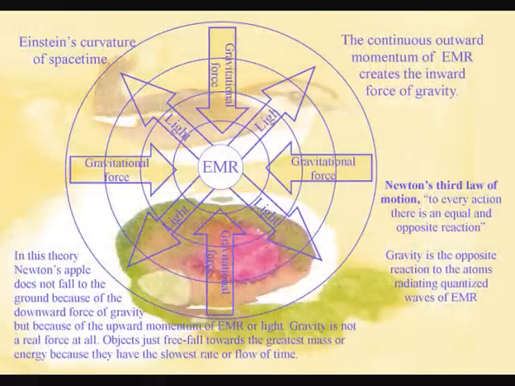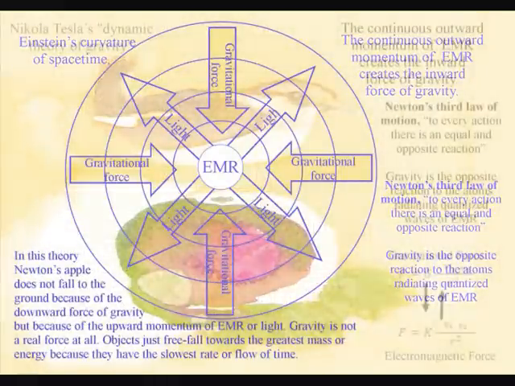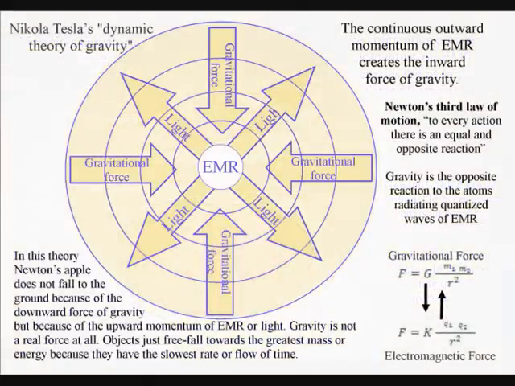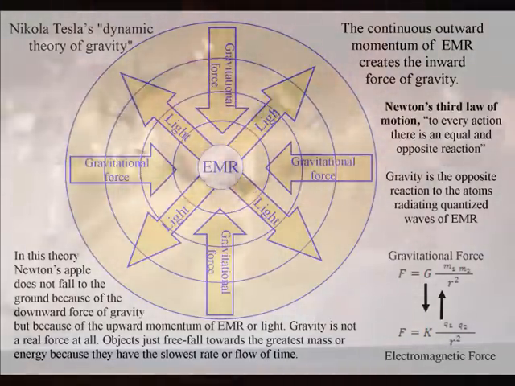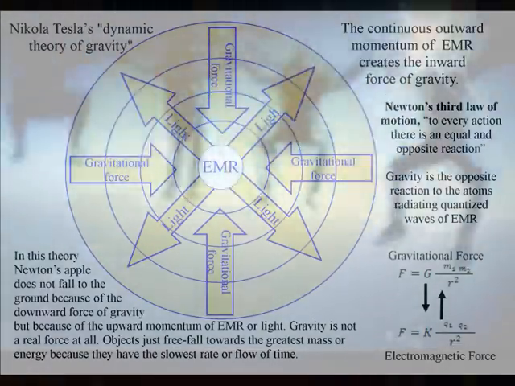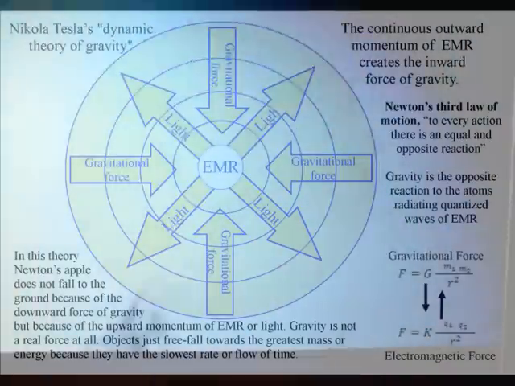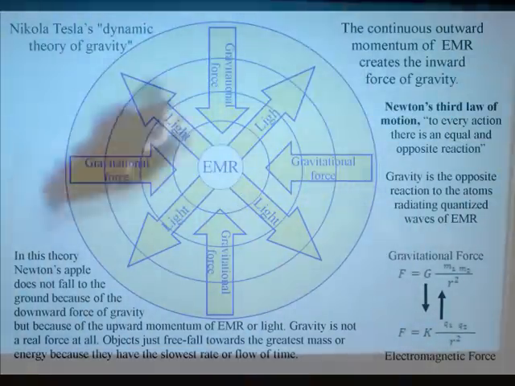because of the downward force of gravity, but because of the upward momentum of electromagnetic radiation or light. Gravity is not a real force at all. It is a secondary force to the electromagnetic force. Objects just freefall towards the greatest energy because it has the slowest rate of time, or the greatest time dilation.